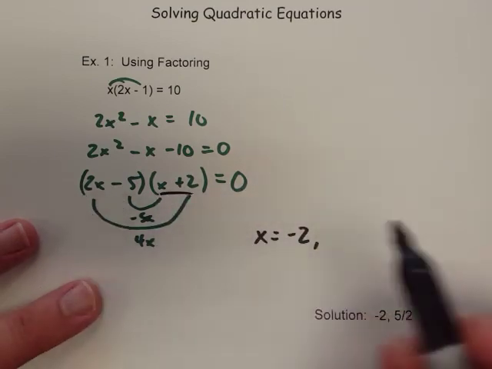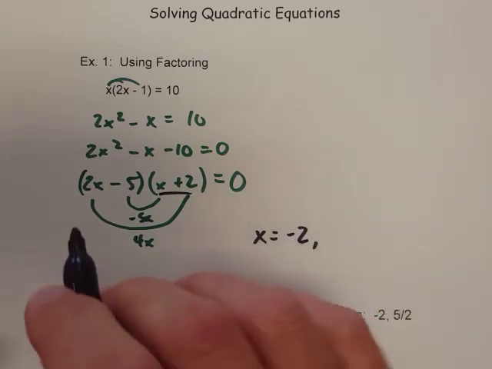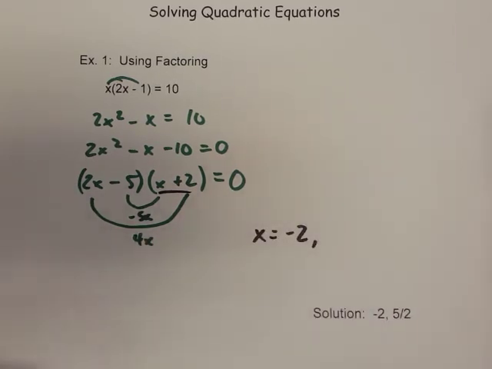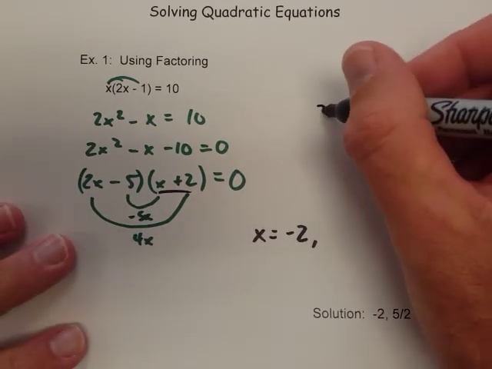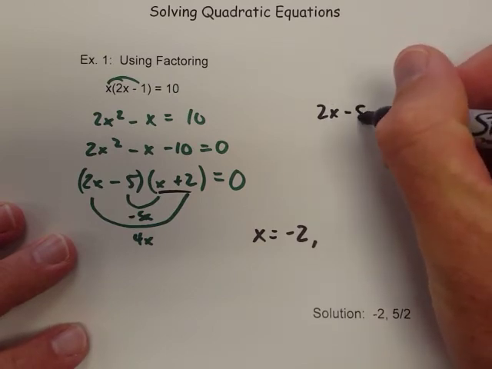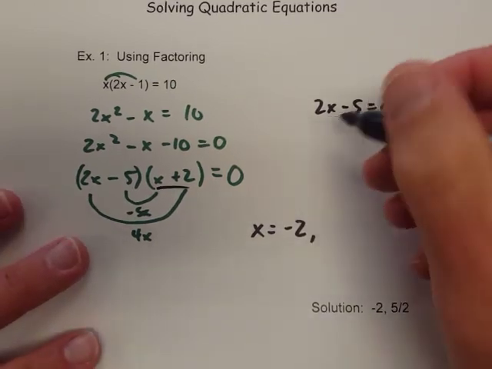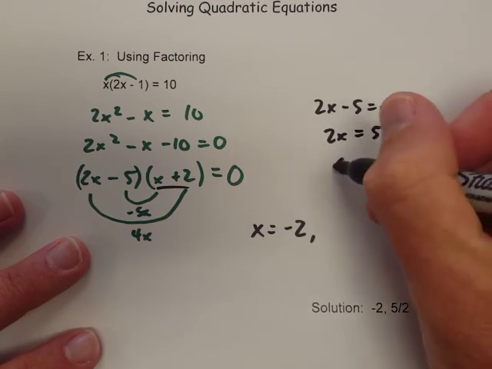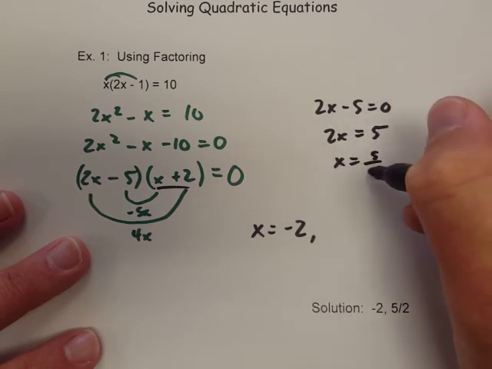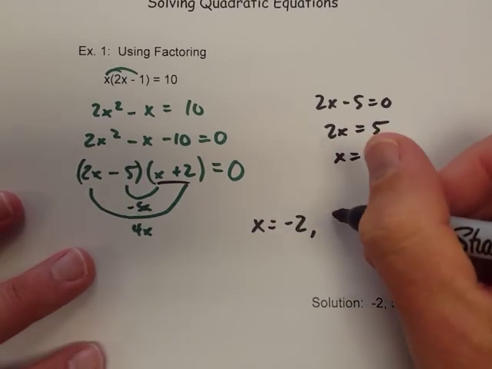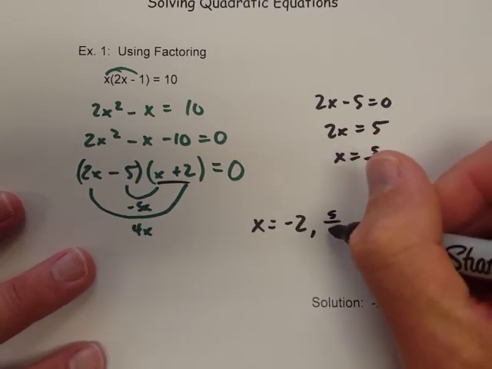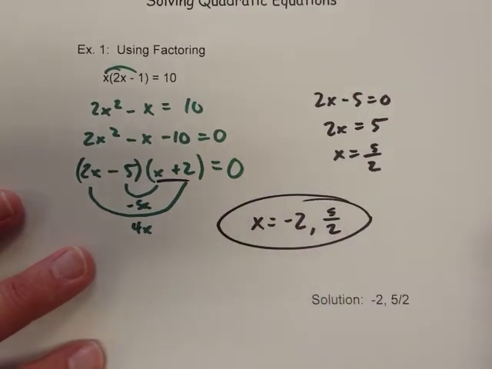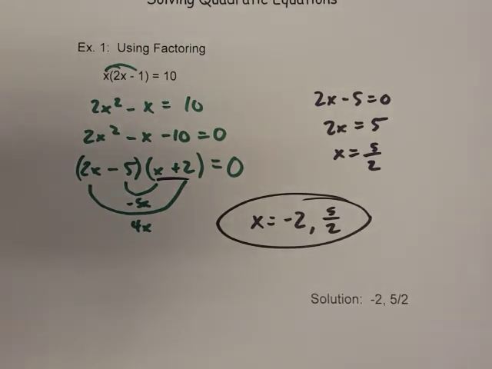Now this other factor, again, it might not come out right in the open if you're just using mental math. So if that's the case for you, you can set up a mini equation and figure out what that's going to be. Add the 5, divide by 2, x equals 5 halves. I would just leave it as 5 halves. If you really want to do 2.5, that's fine. But that is going to be the solution that we have for this one.